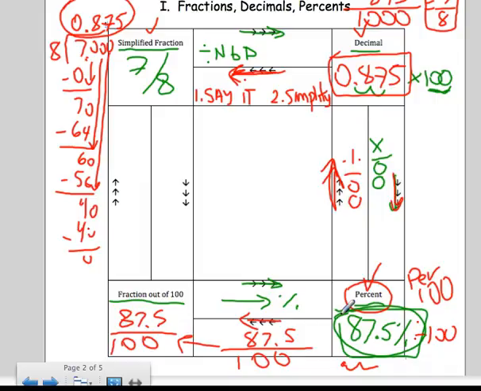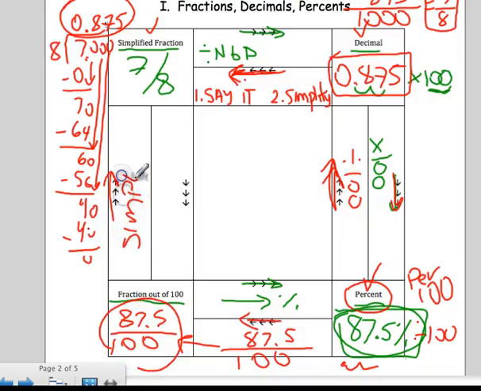Now, how we get from this fraction out of 100 to a simplified fraction of 7/8. And the bottom line is if you take this fraction, 87.5 over 100, and simplify, it would get you to 7/8.